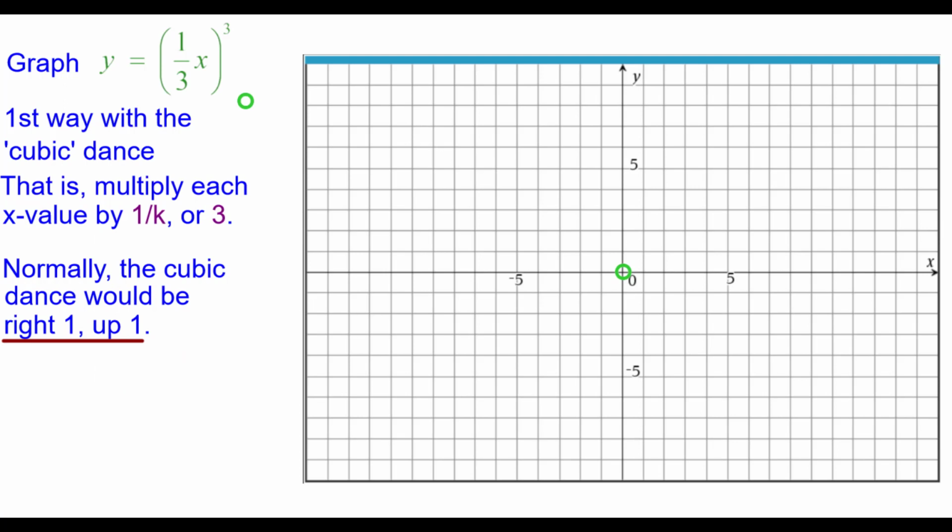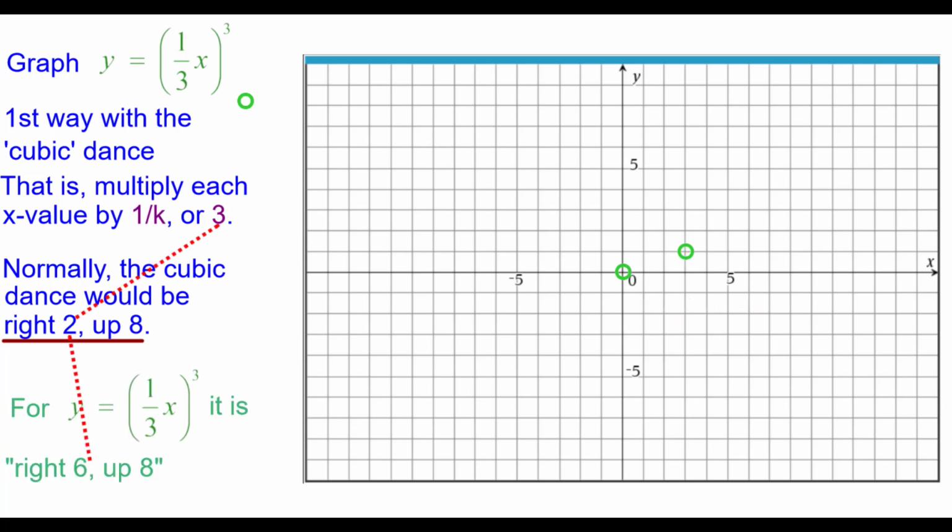Normally the cubic dance is right 1 up 1, but in this case it's going to be right 3 up 1 because 3 times 1 is 3 and the y value is unchanged. So right 3 up 1. Right 2 up 8, but for this one it's going to be right 6 up 8 because 3 times 2 is 6. 6 up 8.